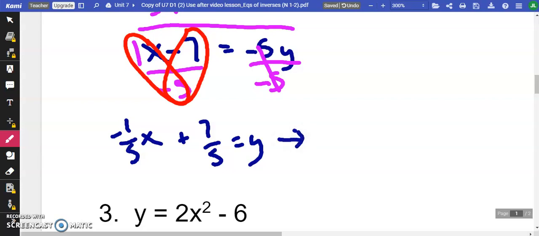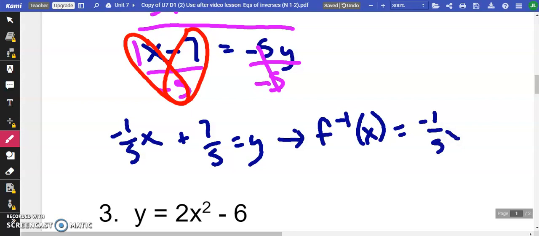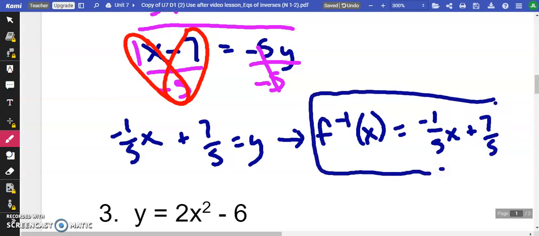So for our final answer, since they used f of x instead of y in the beginning, we'll go ahead and switch it back to f of x. Once again, that little negative 1 represents the inverse. So my final answer will be f inverse x equals negative 1/5 x plus 7/5.